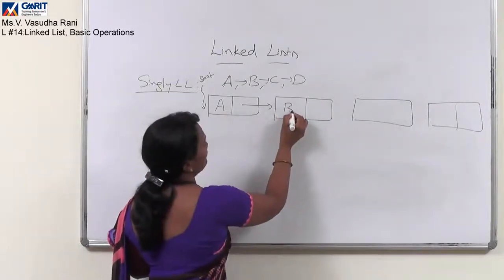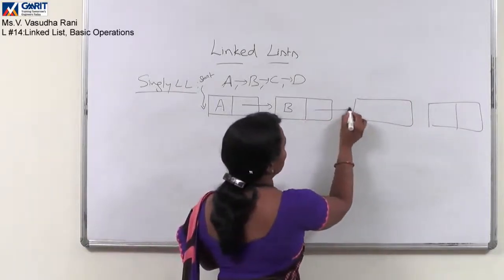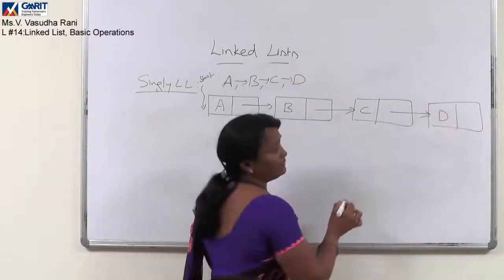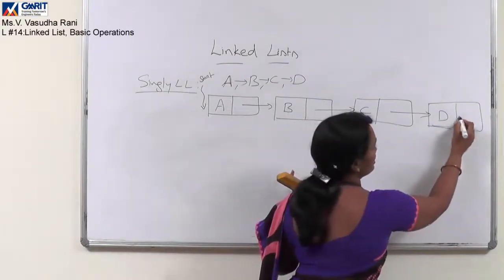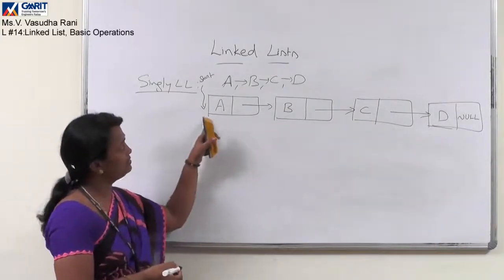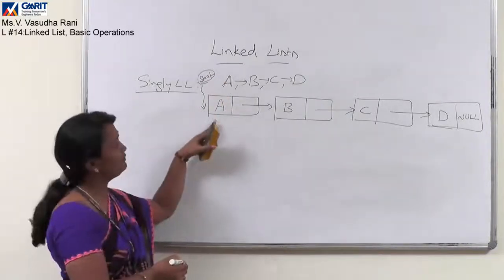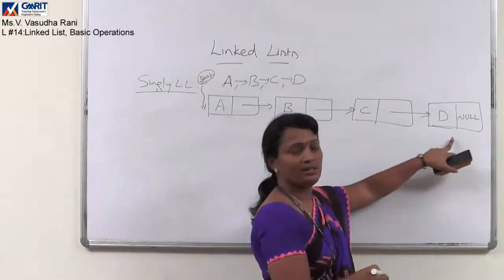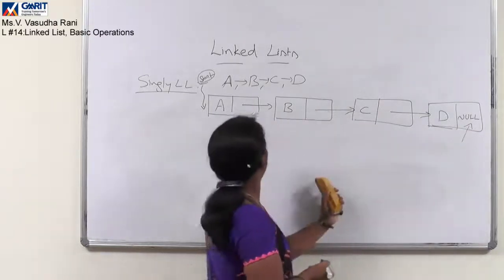So this is B, and as I have already told you, A node has the address of B, and B node has the address of C data item, and C node has the address of D, and D is the last node. The last node's address is not referring to any other node, so the address gets stored as null. In the singly linked list, we can observe that we can differentiate the first node by its initial pointer, start, and we can easily differentiate the last node, which has the link field as null.